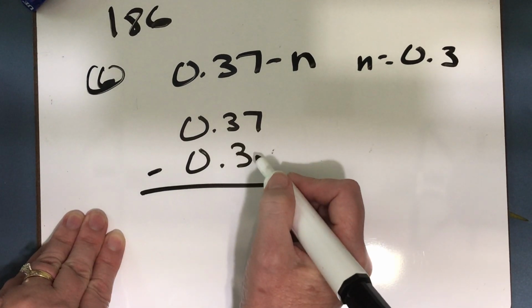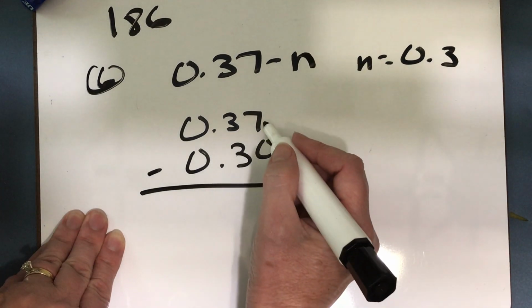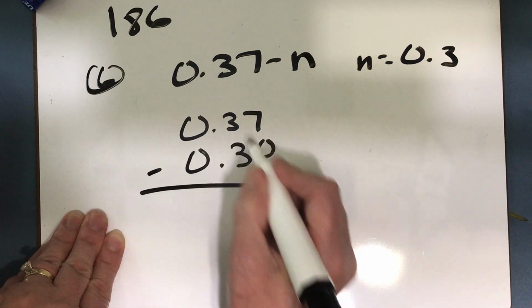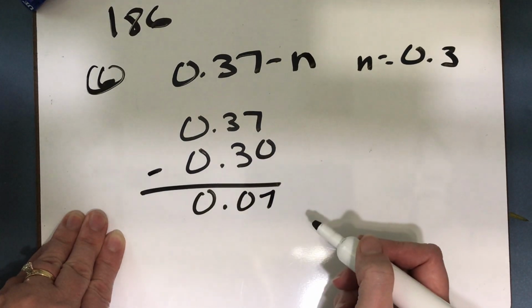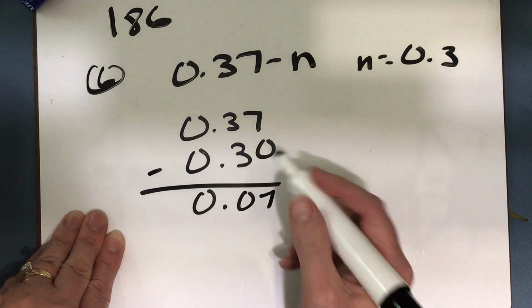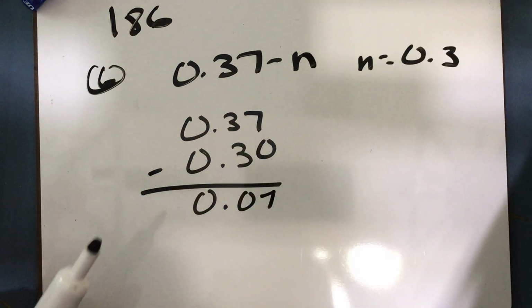Now since I have an empty place value, I'm going to put a 0 because it's after the decimal point. 7 minus 0 is 7. 3 minus 3 is 0. Put your decimal point. So your difference there is 7 hundredths. You have to make sure you put this 0 in the hundredths place.